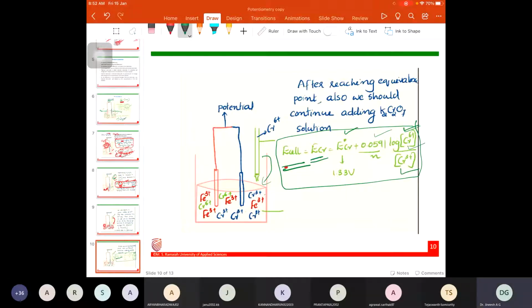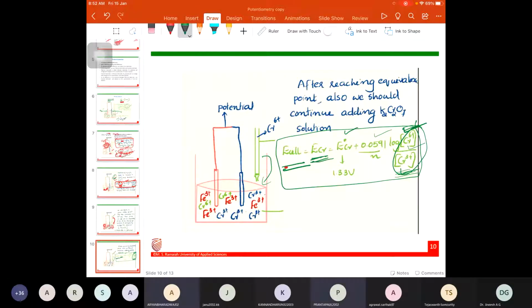Is there any change in the number of Cr3 plus ions after the equivalence point? No, sir. Whatever Cr3 plus was formed is the same, right? Before the equivalence point, whichever Cr3 plus ions formed, only those Cr3 plus ions will be there in the solution. Am I right? So the denominator is not changing, right? The numerator is increasing. So will this factor increase or decrease? Increase. So ECR also will increase.